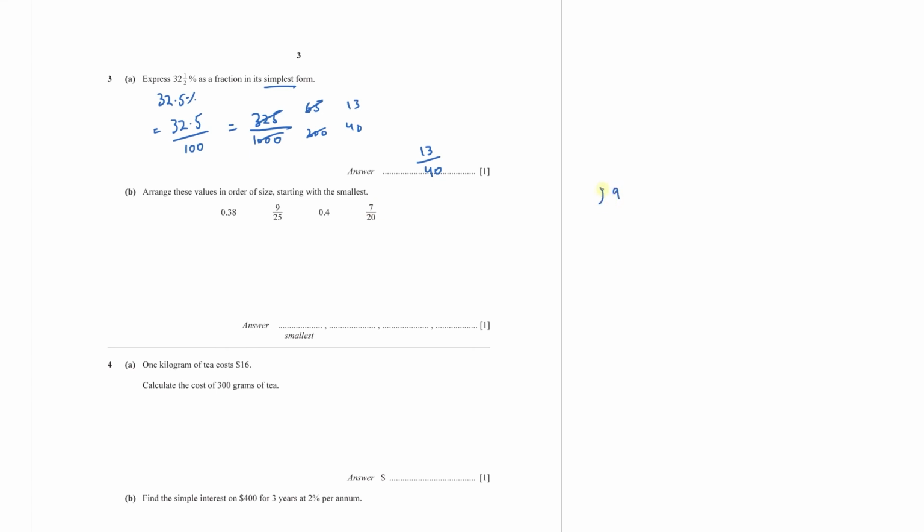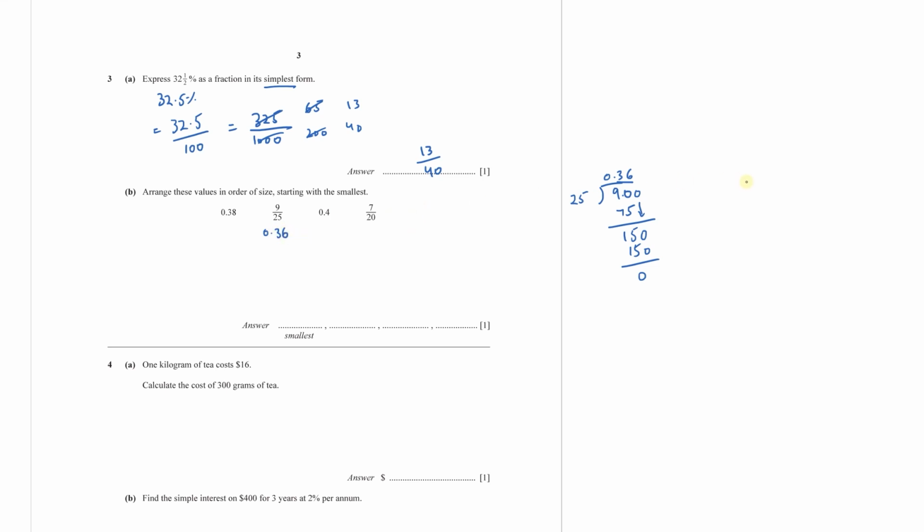So 9 divided by 25. This will be 0 point. I'll have to add a decimal here. So 90 means 25 times 3 is 75. I get 10 minus 5 and then 15. I add another 0, bring it down, 150. And 25 times 6 is 150. So this is 0.36.